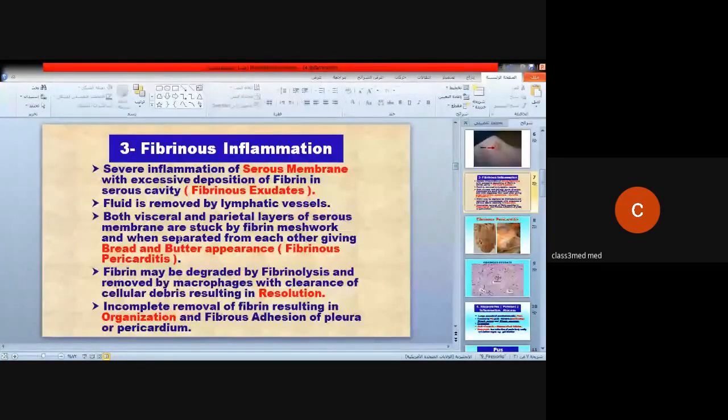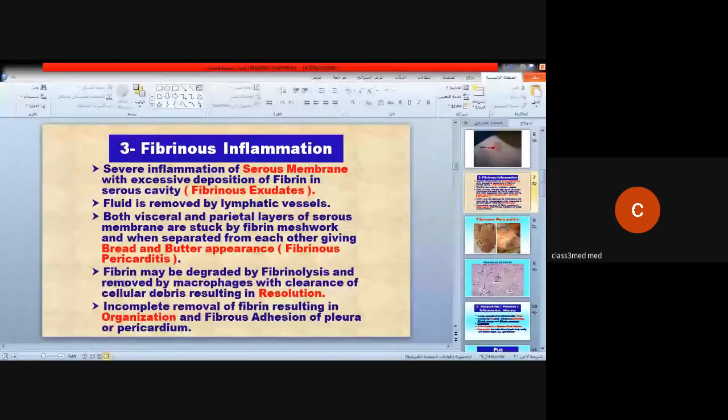Usually, the fibrin is degraded by the fibrinolysis system and removed by macrophages by phagocytosis, with clearance of cellular debris, resulting in resolution. Resolution means complete healing. This happens when the amount of fibrin is small and the macrophages can phagocytose it.